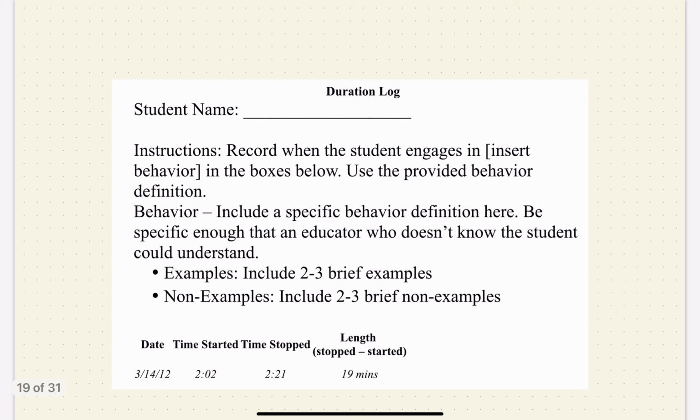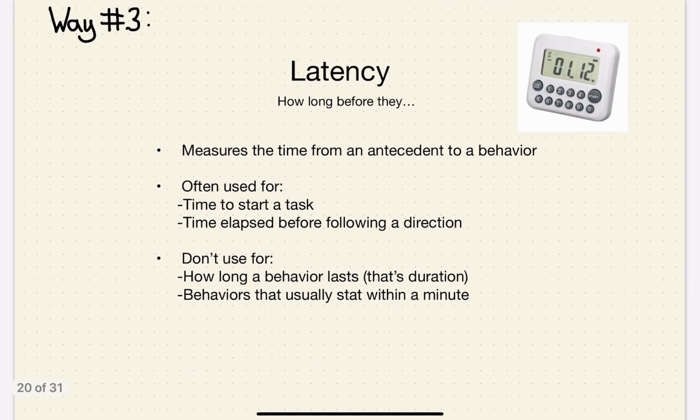This is an example of a duration log. So you might see that it has the instructions and the behavior that we define, and then we have a start and a stop time and a date and then that length. You can see how many minutes generally are used in a duration log. It's more than those minimal off task.